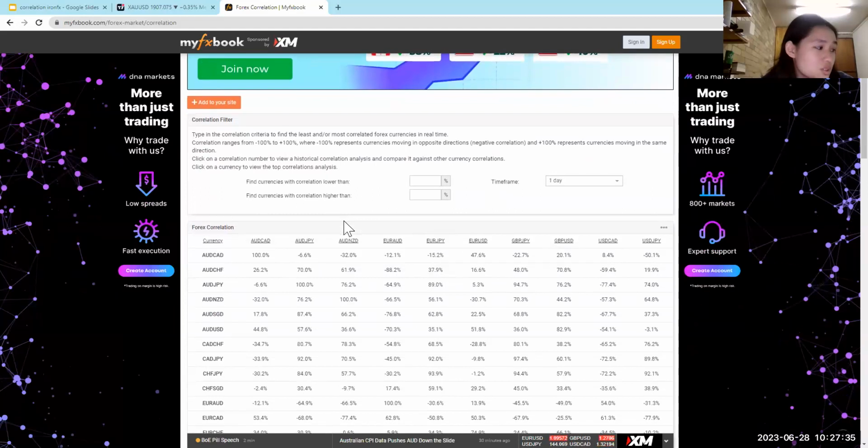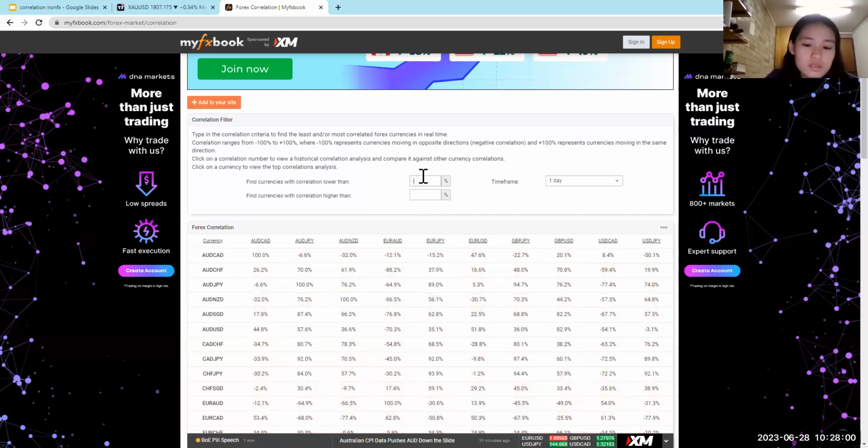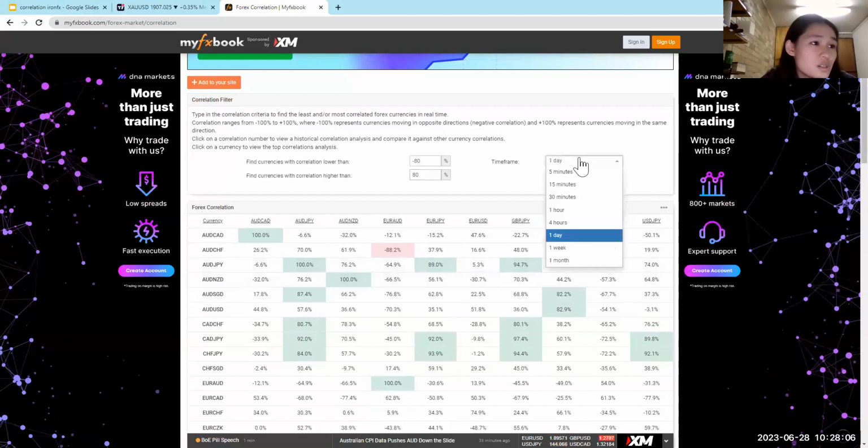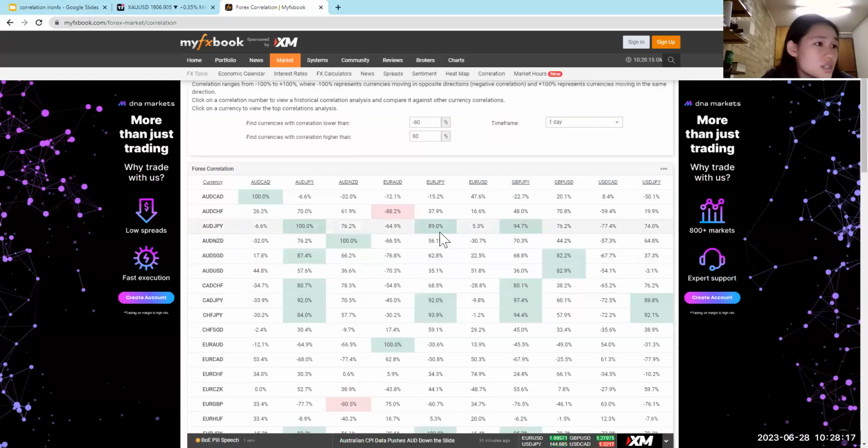So let's go ahead and make use of our filter. We can find currencies with correlation lower than and higher than. As I mentioned earlier in our slides, we typically will look for strongly correlated currencies, either positive or negative, and how you determine whether they are strongly correlated is typically if they are minus 80% for negative and 80% for positive. The time frame is pretty much up to you to decide. We're just going to use 1 day for now. So you can see here, maybe I'll take note of the Euro Oz as well as the Oz franc, and then we can take a look at the chart together.